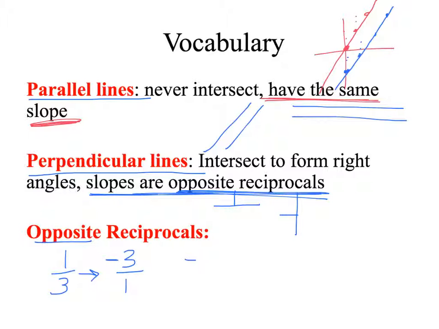Something like -2 over 5, the opposite reciprocal, flip the fraction upside down, make it 5 over 2, and because it started out as negative, the opposite of a negative is a positive. And then if I have just a regular number, like -5, that would be -5 over 1. So the reciprocal is 1 over 5, and because it started out negative, it's going to become positive. Okay, so that's what opposite reciprocals are called.